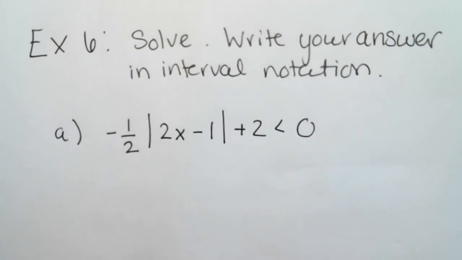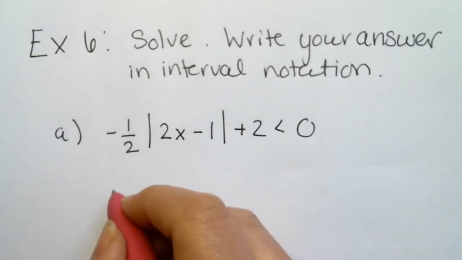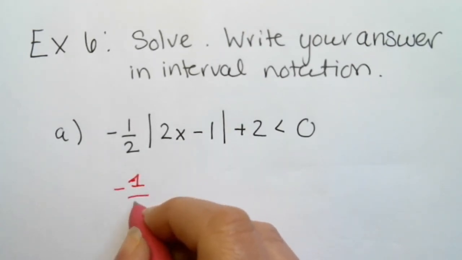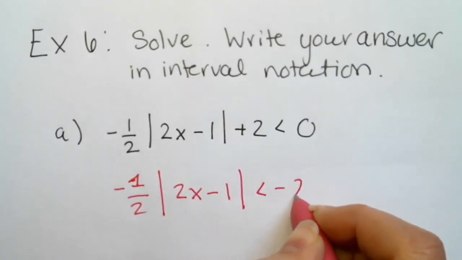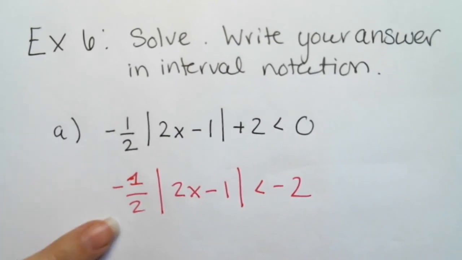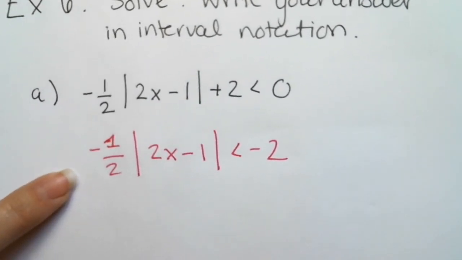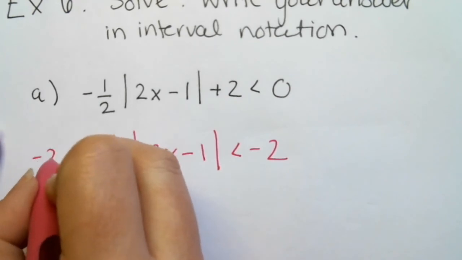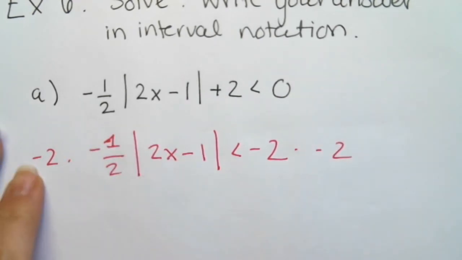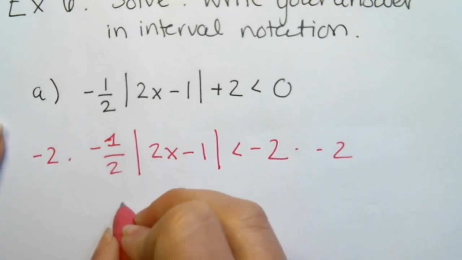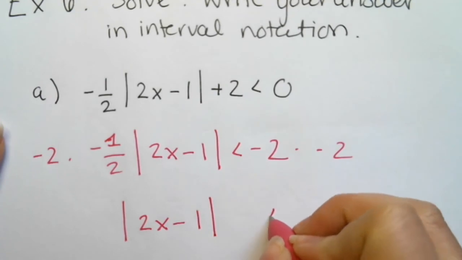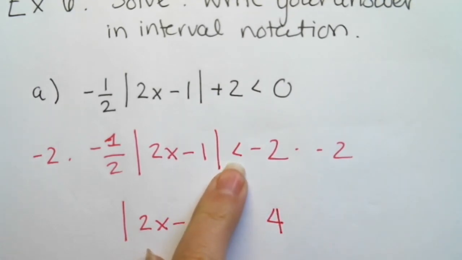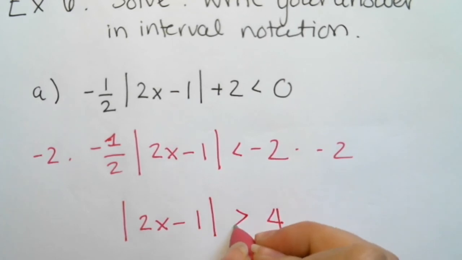Okay, so the first thing we're going to do is isolate the absolute value. So we're going to subtract 2 from both sides. Okay, and then to get rid of the negative 1/2, we're going to multiply both sides by negative 2. So negative 2 times negative 1/2 is positive 1. Negative 2 times negative 2 is 4. And remember, whenever you multiply by a negative number, you're going to change the inequality symbol.